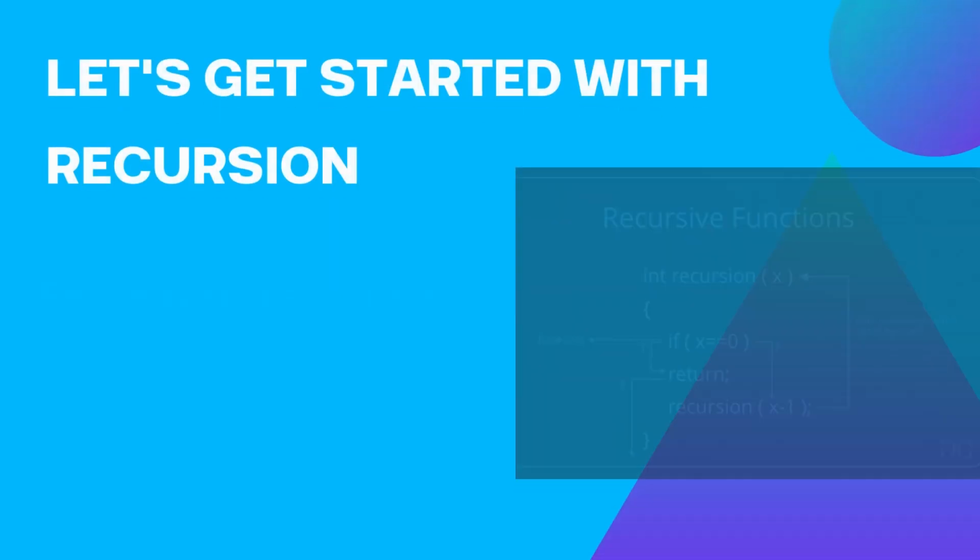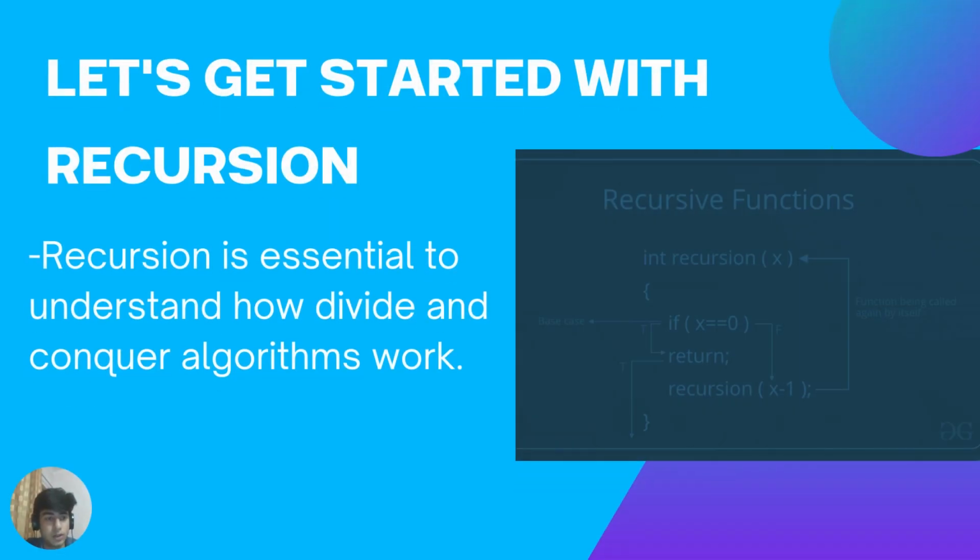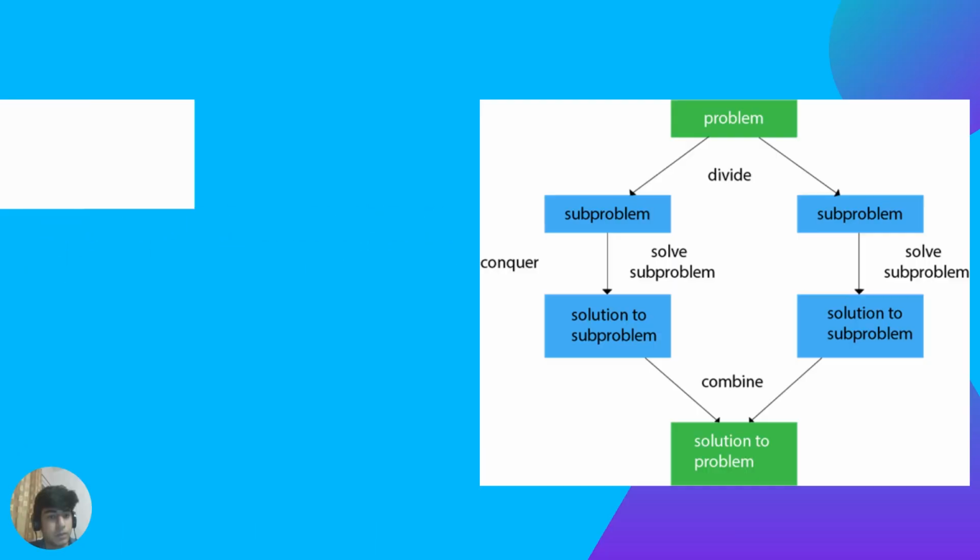We'll get started with recursion first, and how recursion is used in divide and conquer algorithms. Recursion is the basis of how these algorithms work, so you will have to understand how it works. Here is a short example: int recursion(x), and if x is equal to 0, then it returns. Otherwise, it returns recursion(x minus 1). The recursion function is being used again inside the function. That's basically the whole idea behind recursion, and you'll see in divide and conquer how we use this.